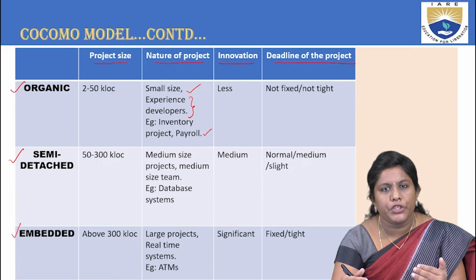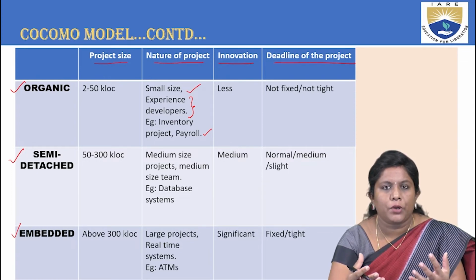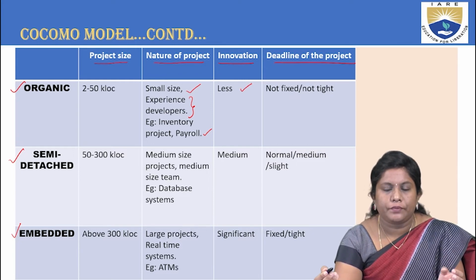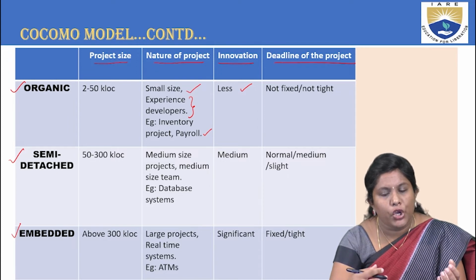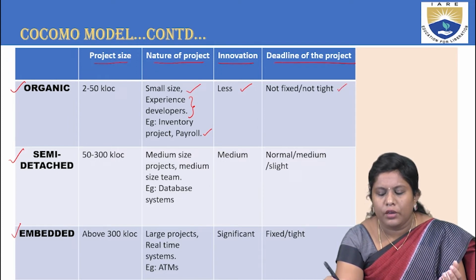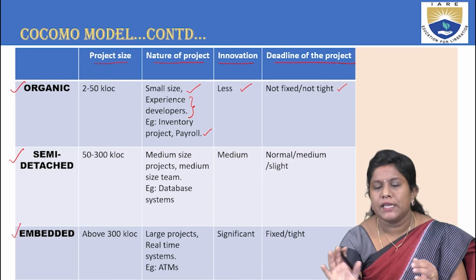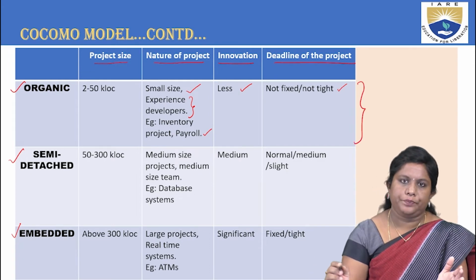When you say innovation, there is not much scope, but they execute based on the things they have, so it is termed less innovation. And when you say deadline, are there any deadlines for this organic class? No, you don't have any fixed deadlines, or it is not tightly said that today you have to deliver this. Those things are not there in this organic class.